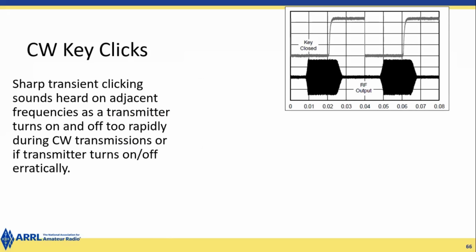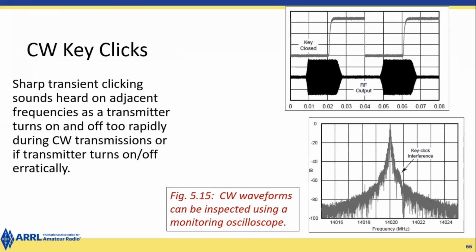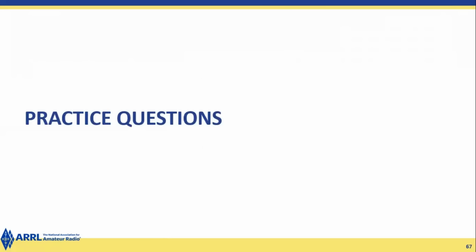CW key clicks. Sharp transient clicking sounds heard on adjacent frequencies as a transmitter turns on and off too rapidly during CW transmissions, or if the transmitter turns on and off erratically. Those are called key clicks. CW waveforms can be inspected using a monitor and oscilloscope, and you can see what the key clicks would look like. There's a way you can see if you've got key clicks going on, and if you've got them, you have to turn down your modulation a little bit.